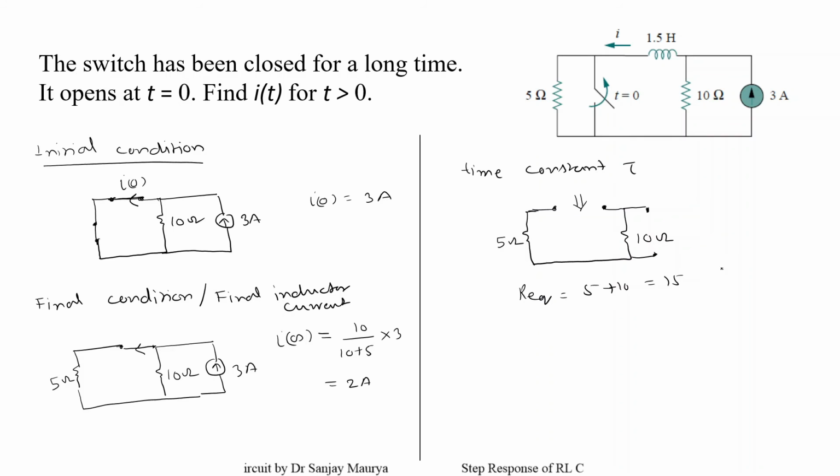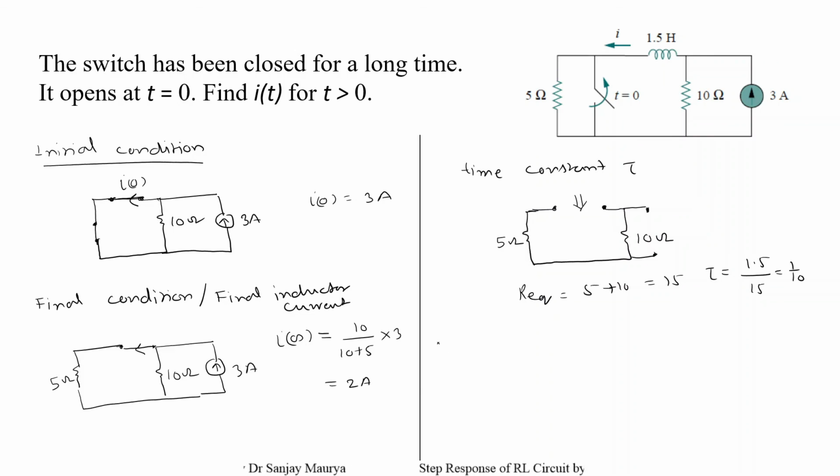So tau will be L by R equivalent, 1.5 by 15. This will be 1 by 10.